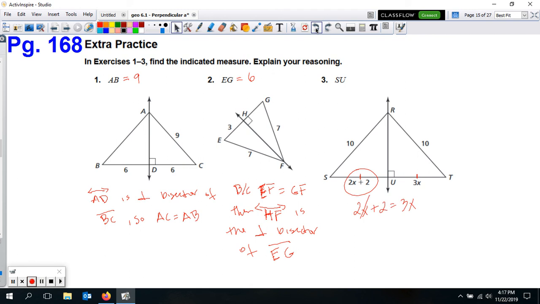Here we're going to set up our equation: 2x plus 2 equals 3x. Then we subtract 2x from both sides to get the x on the right side. So 2 is equal to x. If x is 2, then we can plug 2 in here. It's 2 times 2 plus 2, which gives us 4 plus 2, so SU is 6. We would have got the same thing here with 3 times 2, that's also 6. All right, let's move on to our next.